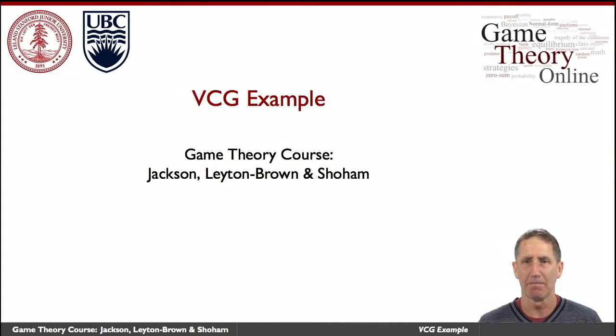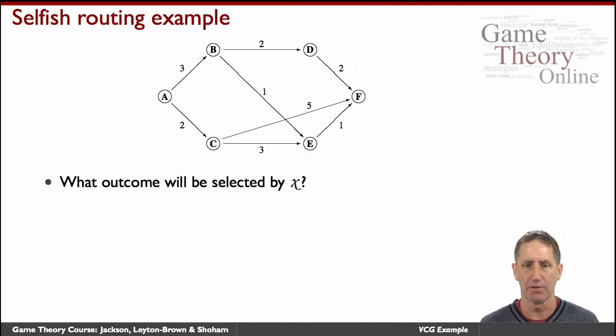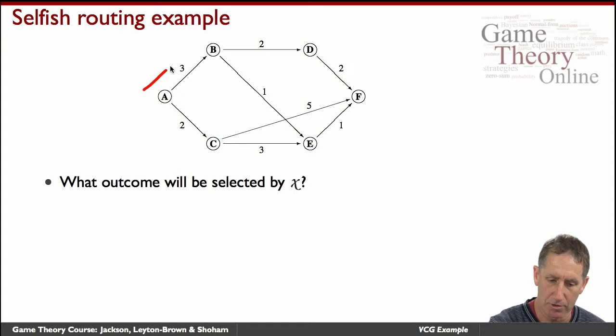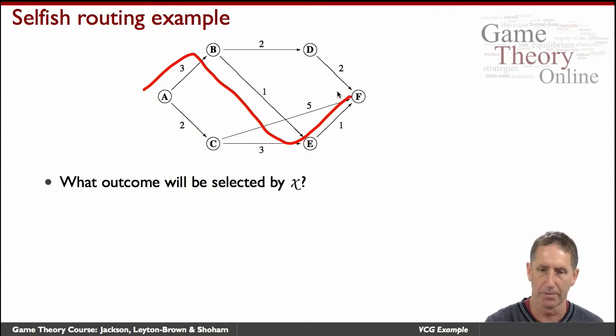Let us look at an example of VCG in action, or the Vickrey-Clarke-Groves mechanism in action, and it'll be a routing transportation problem. So here is a directed network of links. Each link has a cost, the length of it if you wish, and the goal is to find a shortest path from A to F. Obviously, looking at it, it'll be quite obvious that the shortest path is this one.